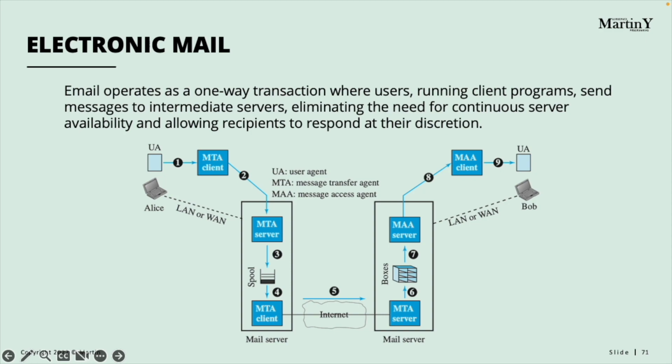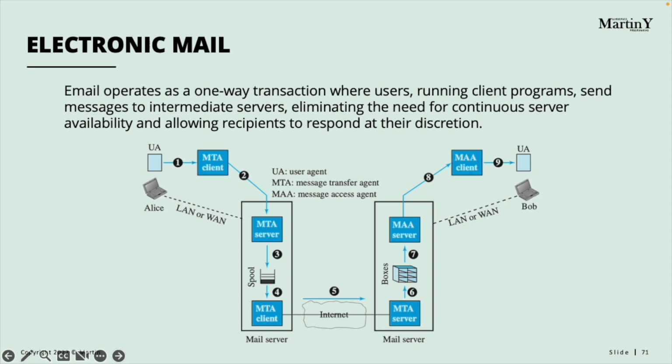So one email is going to be provided from this server, the mail server, it's already inside. It's going to go to another MTA component, but this time an MTA client. What do clients do? They pretty much request services from servers, right? So the client will communicate with the MTA server on the other side, and it will send this email over the internet.